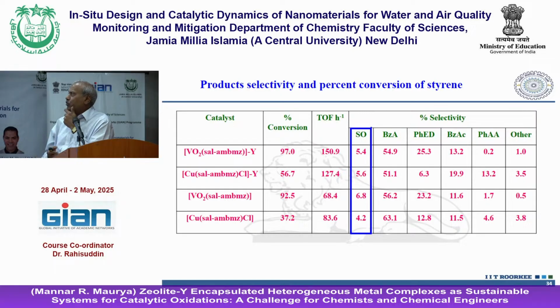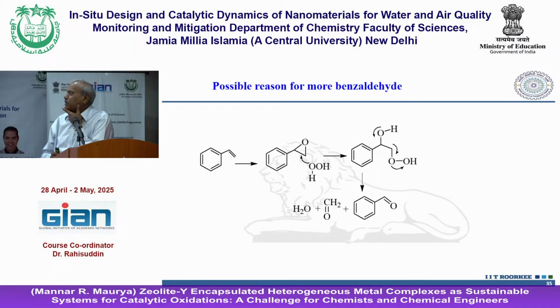Okay, so why is it going to benzaldehyde more? This is one of the reasons we gave during that period: styrene is going to epoxide, but since you have excess hydrogen peroxide, it is further reacting, opening that ring, which is known to open the ring, and then breaking it down, giving benzaldehyde in maximum yield.